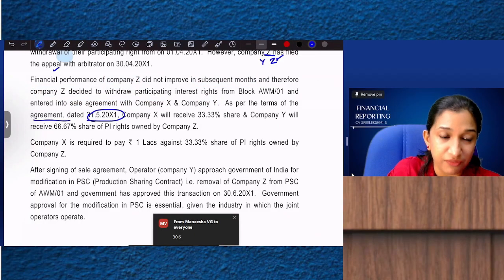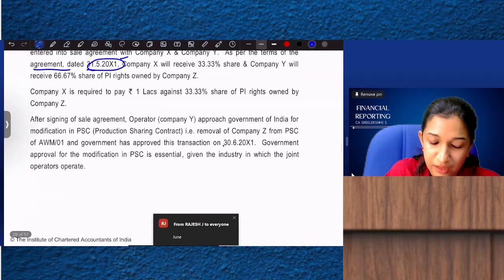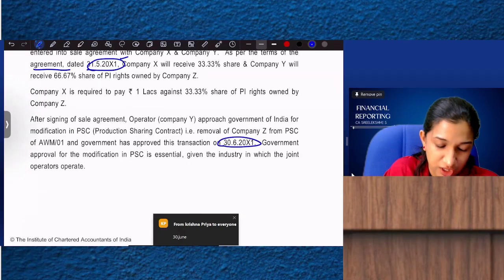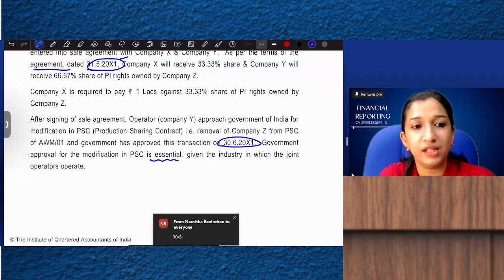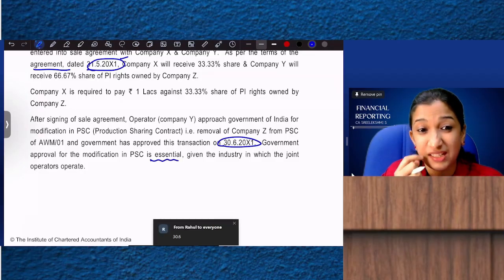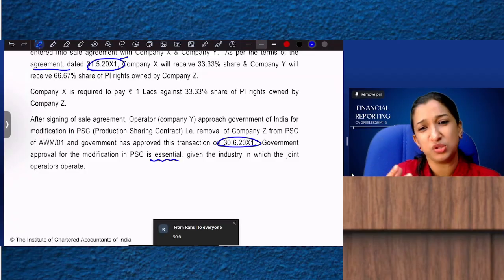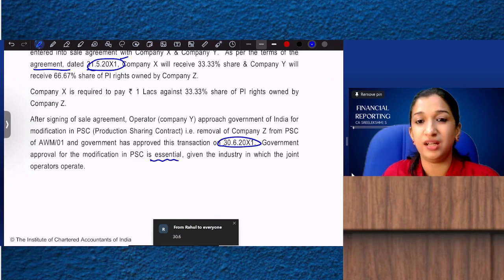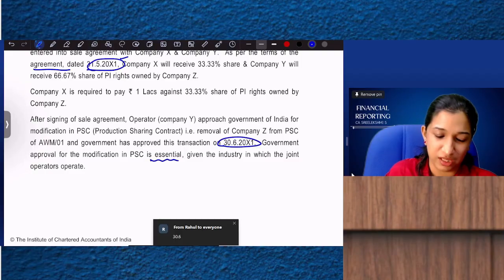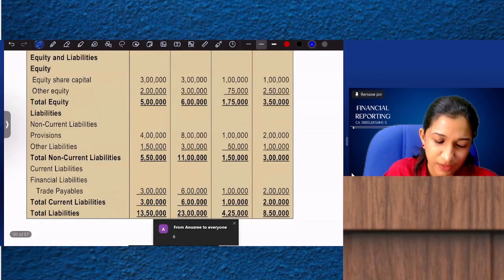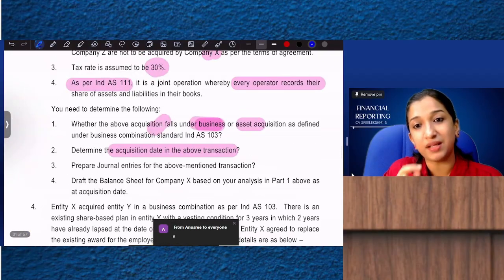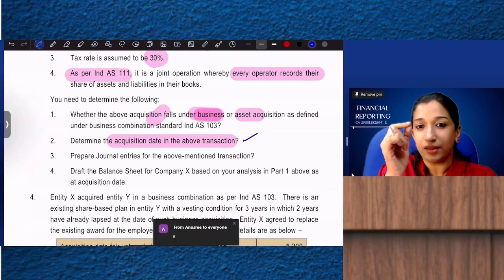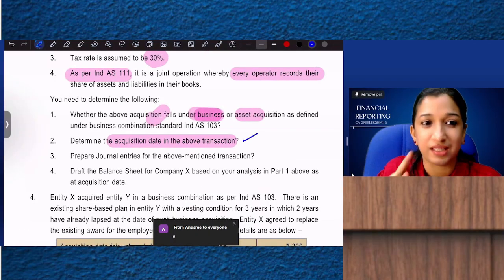Agreement dated is 31st May, but government approval is essential given the entity, given the industry in which joint operators operate. So it is substantive. So you should take 30th June 2011 as the acquisition date. Acquisition date is the date when control is obtained. As government approval is essential here, the acquisition date is 30th June.